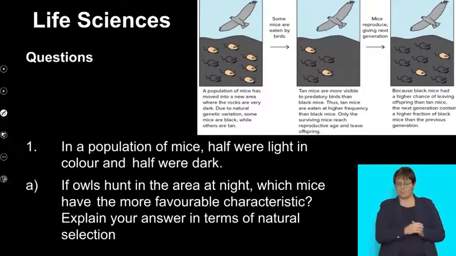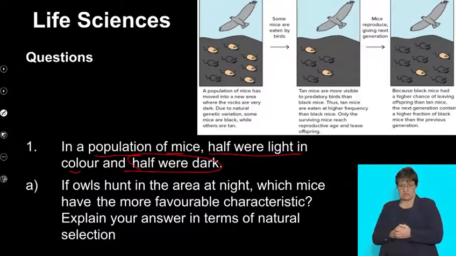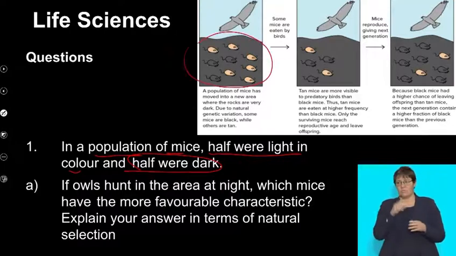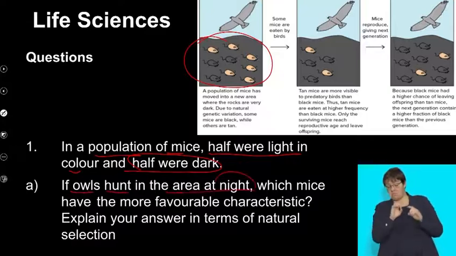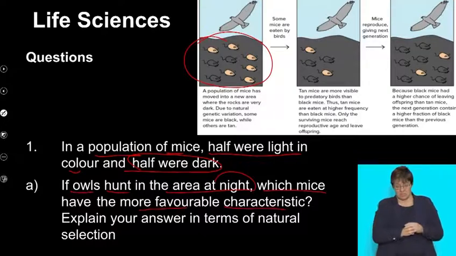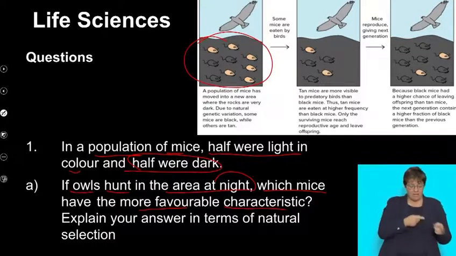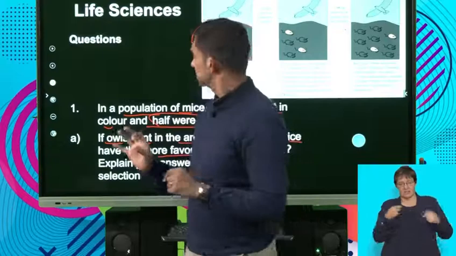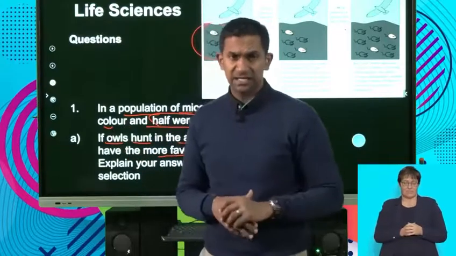The question reads: in a population of mice, half were light in color and half were dark. If we look at that, there's probably an equal distribution of dark and light colored mice in a population. So we see that that's an example of that. If owls hunt in the area at night, which mice have the more favorable characteristics? We often refer to individuals having variation. Again, we see variation amongst the mice. Some are dark colored, some are brightly colored.